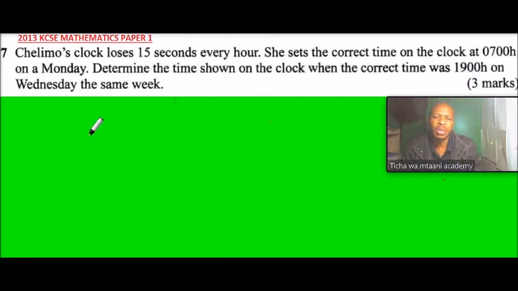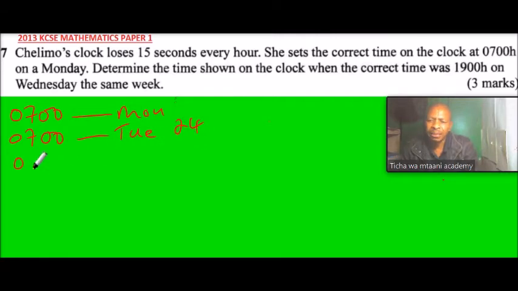So just to simplify that, we can say this is the time the clock was set, that was on Monday. So it means on Tuesday at 7:00, from Monday, those are 24 hours. Then from Tuesday 7:00 to Wednesday 7:00, those are another 24 hours. Then from 7 to 19 the same day, we can get the hours here: it is 1900 minus 0700. This will give you 12.